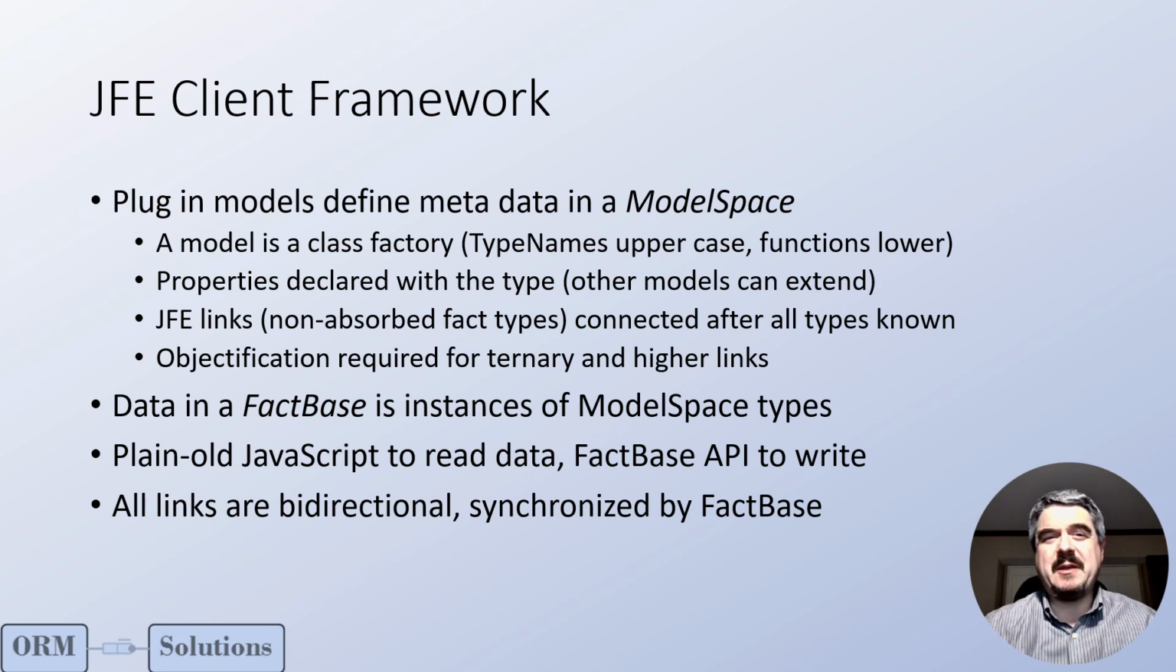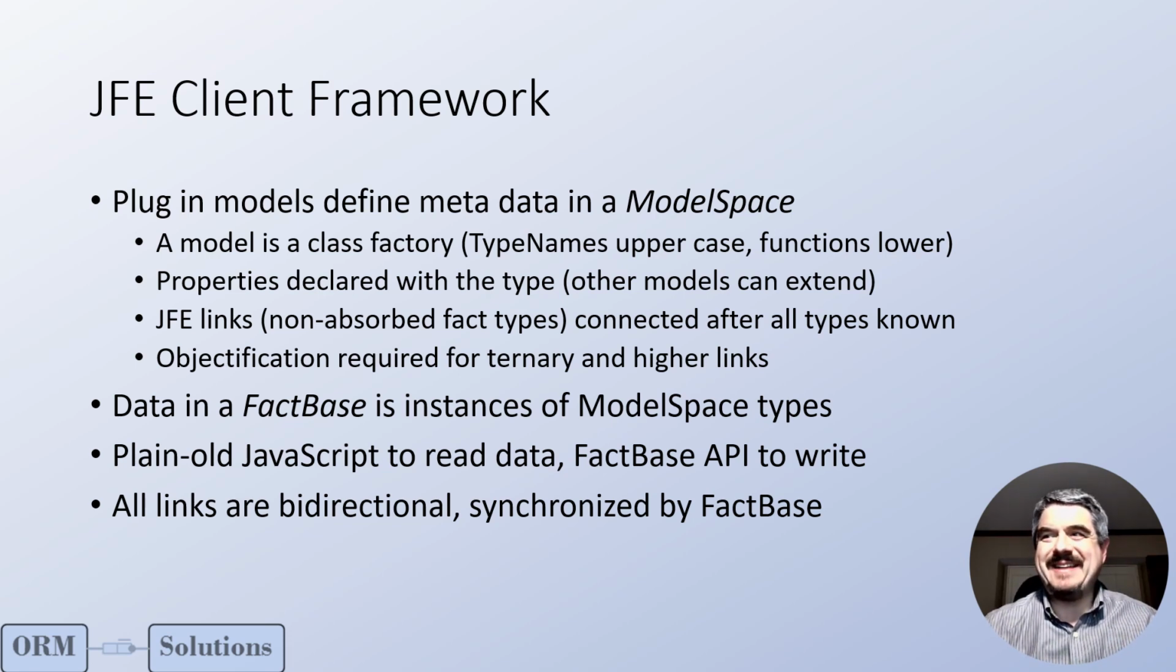So once you have your model space types loaded, you create a fact base, which is your data. Fact bases were designed to be very easy to read. So you're using plain old JavaScript, right? Properties, collections, for statements, etc. However, it was designed from day one to be difficult to write. You want the write to be synchronized, so you don't write directly to the data. You make a request to the fact base through a stock API of maybe a dozen API calls to make changes to the system. All links here are bidirectional, so if A can get to B, B can get back to A over the same relationship.